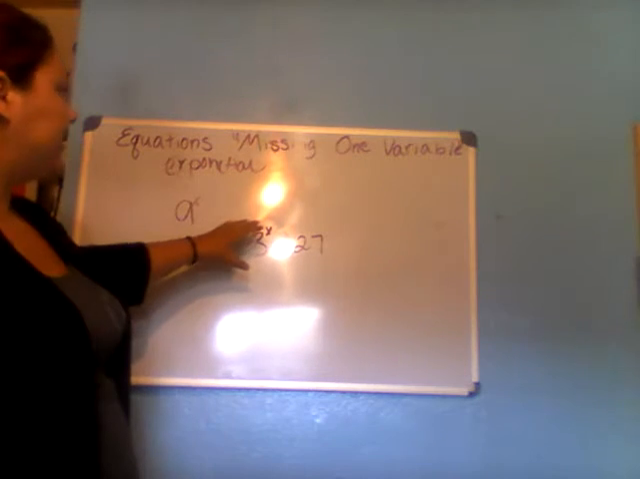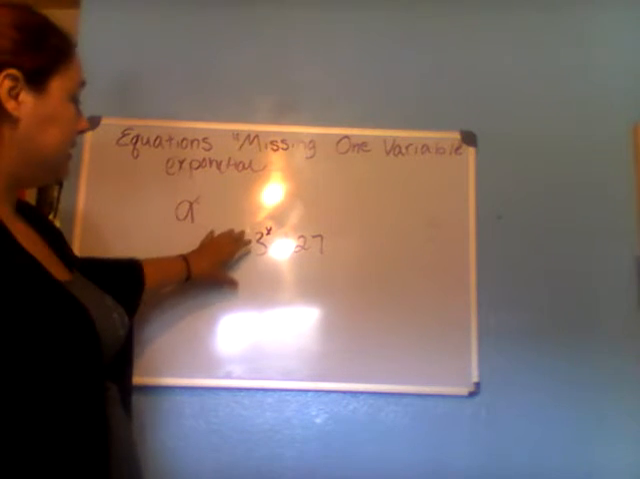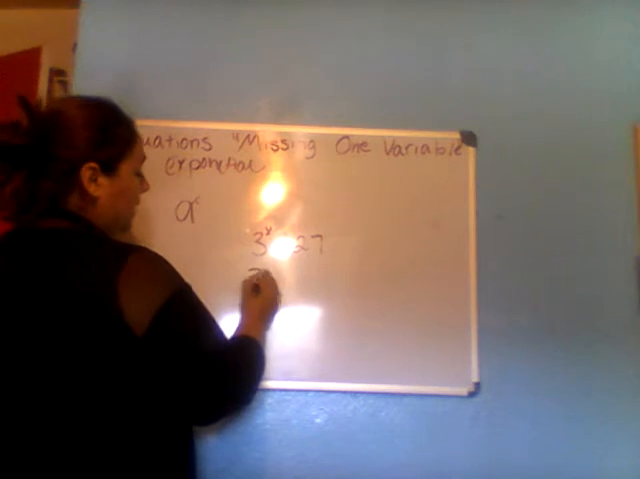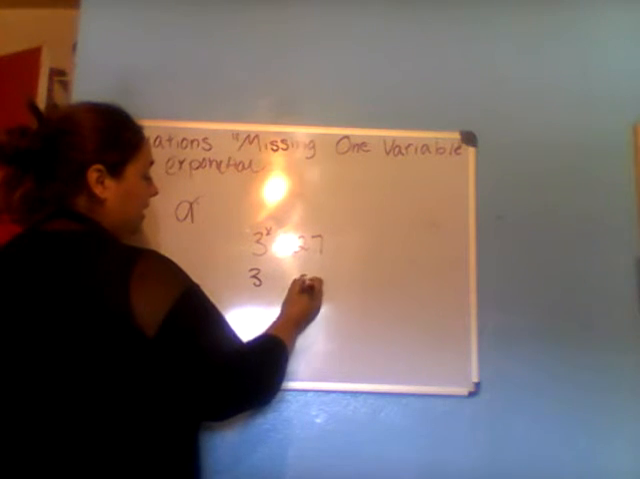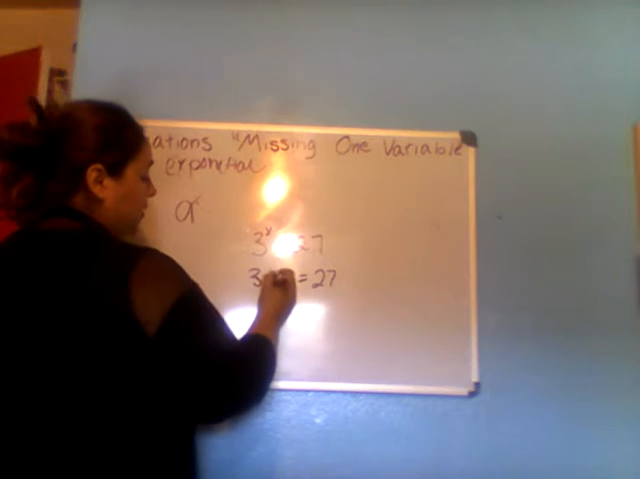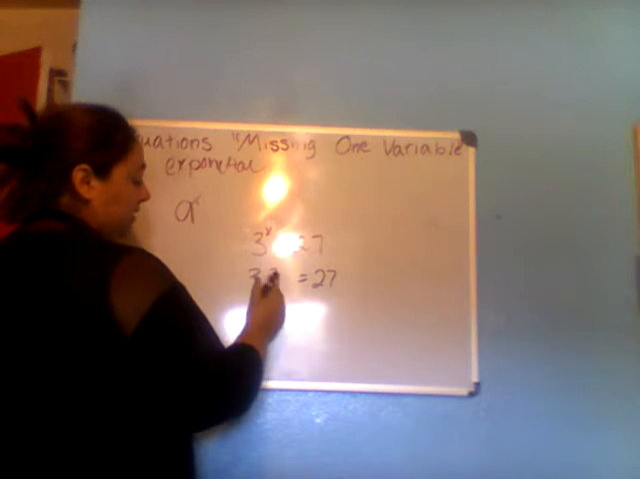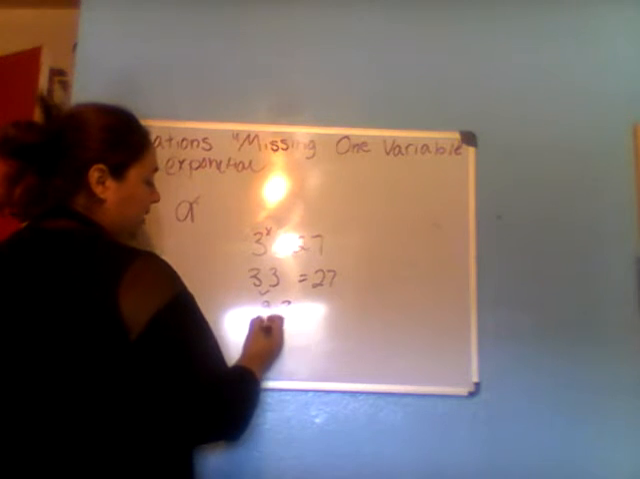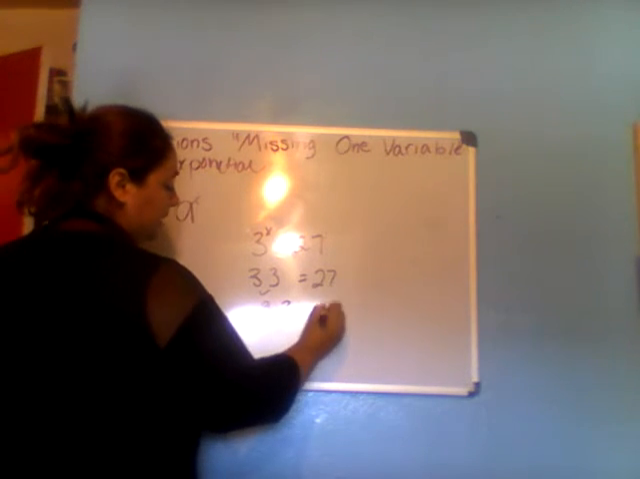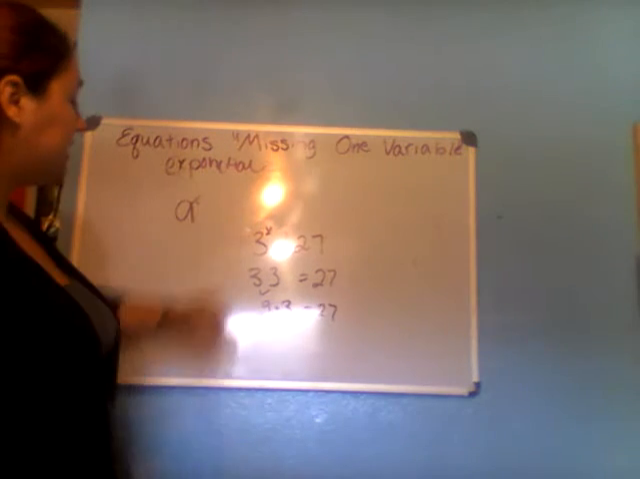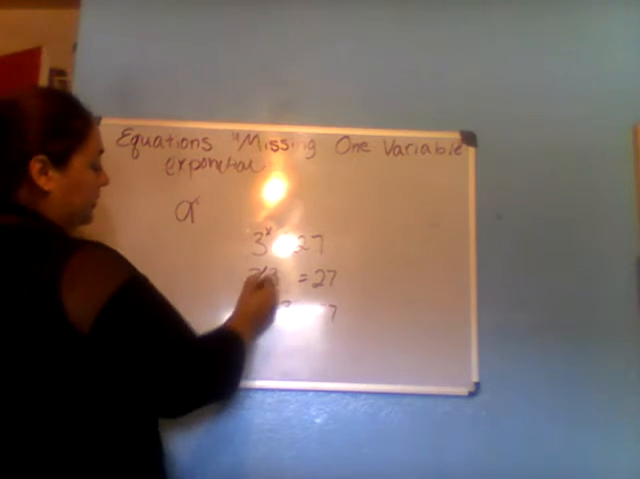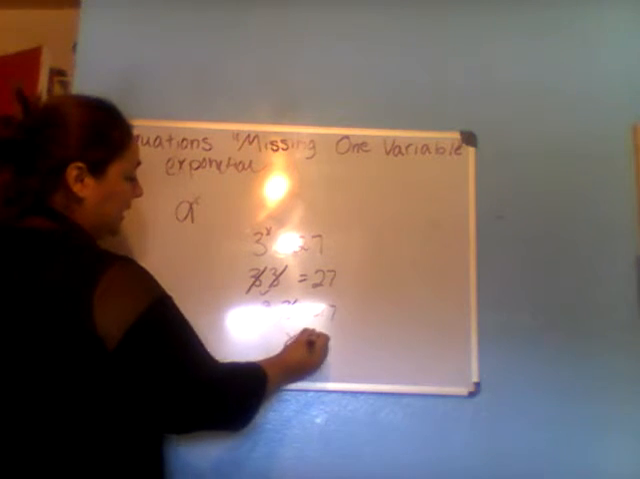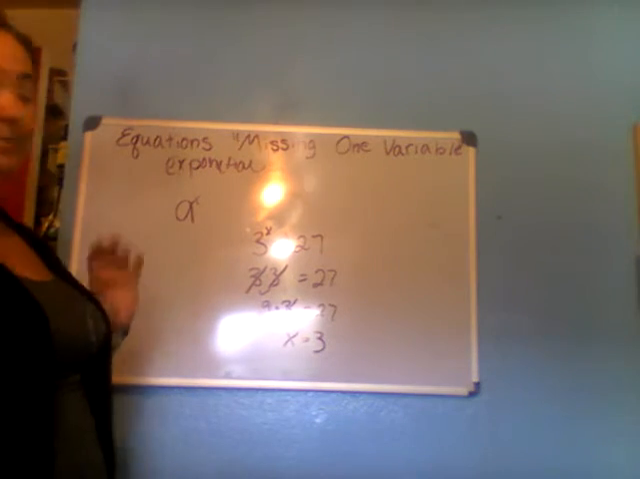Now we know with exponents that it's the same number multiplied by itself until you get your answer. So we need to look at how many times we multiply 3 to get 27. 3 times 3 is 9, that's not 27, so let's add another 3 to that one. 9 times 3 is 27. So how many times did I multiply 3? Well, I did 1, 2, 3 times. So that tells me my x equals 3.